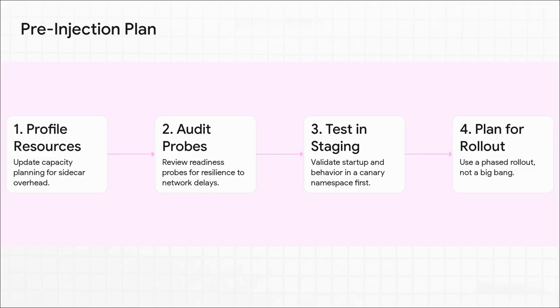Number 2, audit your probes. Go through every single readiness probe and make sure it can handle that initial delay. Number 3, test it. Don't just do this in production. Set up a canary namespace and watch it like a hawk. And finally, number 4, don't do a big bang rollout. Go slow. Do it one service at a time, one namespace at a time. That way, if something does go wrong, you've contained the blast radius.